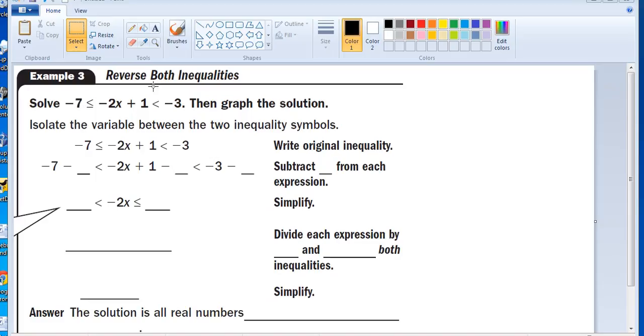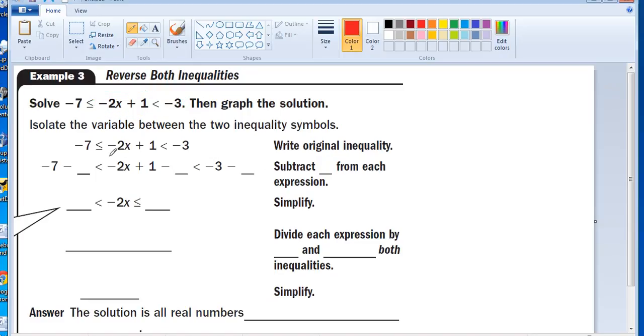We have, if we read this, a compound inequality, and it looks like this. We're saying that negative 2x plus 1 is greater than or equal to negative 7. And then there's a separate one, negative 2x plus 1 is less than negative 3. So here's what we're going to do.